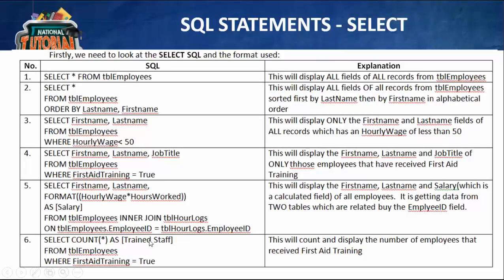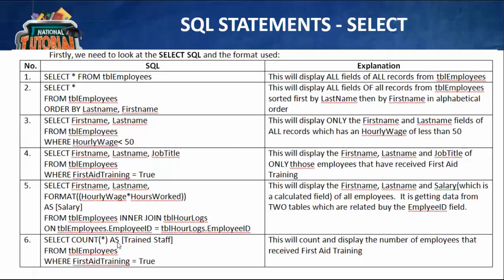We use count. Count is basically to count how many times something has actually happened, right? How many times something has actually happened. So we're counting, and normally it's count asterisk. We can put a field in here, but it's not necessary. Select count asterisk. Count everything.